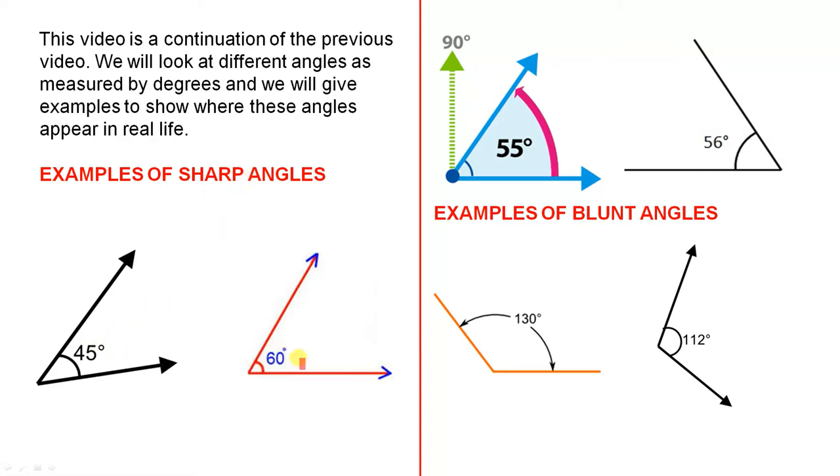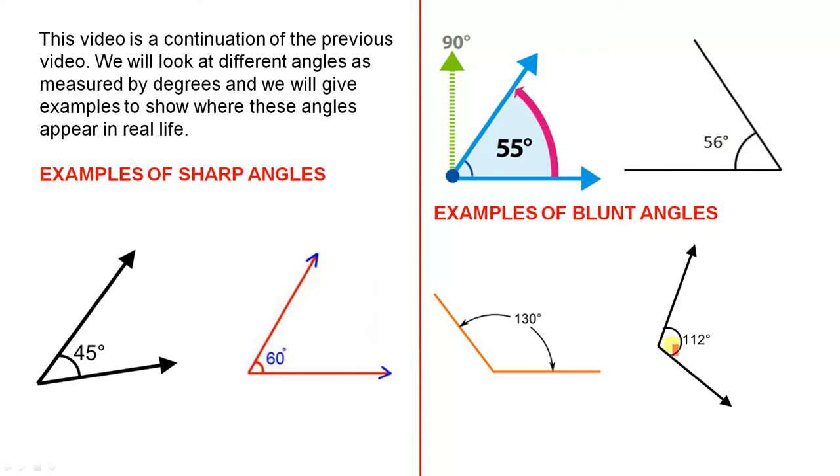So here are some examples of sharp angles. 45 degrees, 60 degrees, 55 degrees, 56 degrees. So there are four angles. They are all sharp angles because they are between 0 and 90.